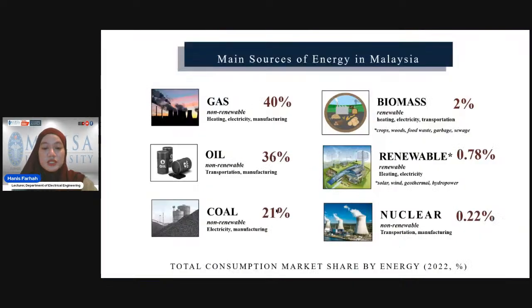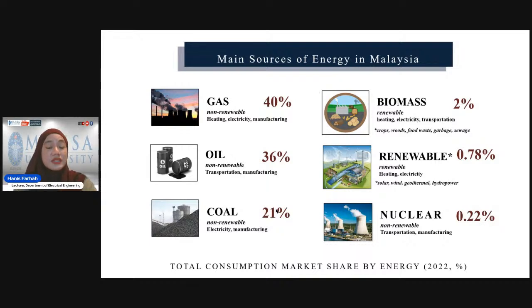Okay, so done with the introduction of basic components. So what are the main sources of energy in Malaysia? You can see that as of 2022, it is reported by SEDA in Malaysia that we use up to 40% of electric production from natural gas. The natural gas, you can see, is non-renewable. Anything related to heat gas will involve heating, so the heat will be converted into electricity for manufacturing, for factory, for industry consumers.